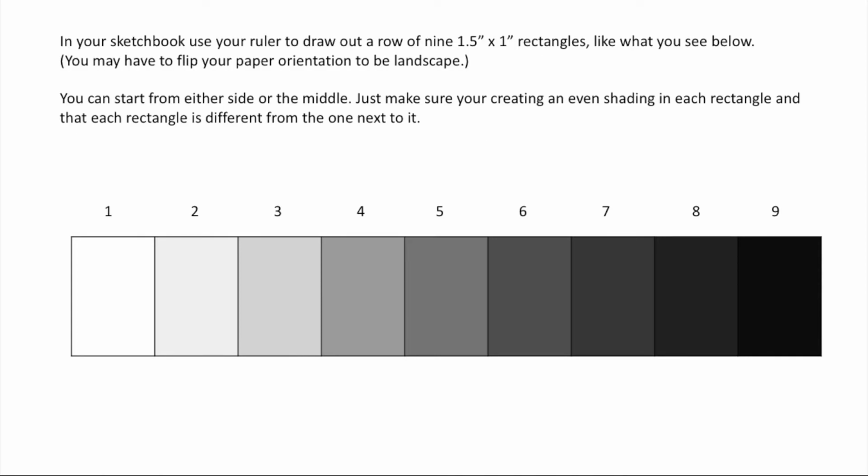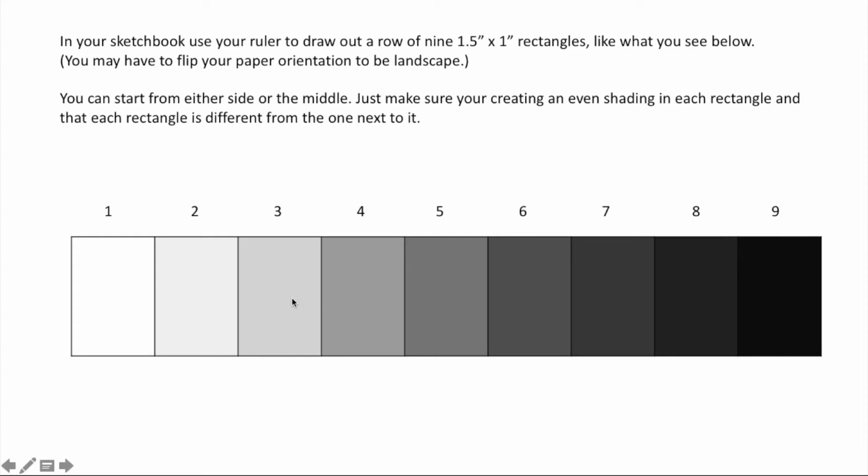In your sketchbook, I suggest you put your page horizontally, and then you're going to map out one row with 1.5 by 1 inch rectangles. So you can see this is the 1.5 inch side, this is the 1 inch side. Your sketchbooks are 9 by 12, so this should fit just fine on the page. And you can start on either side. You can start on the left or on the right or in the middle. I personally think that starting in the middle is a little easier, because you can kind of see what your middle value is, and then know you have to go darker and lighter than that.